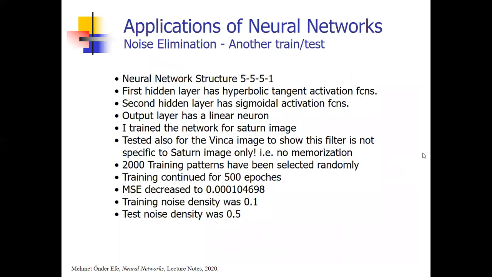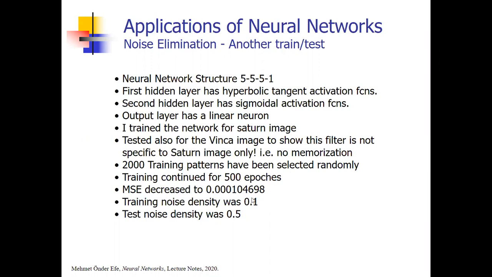Basically, depending on the noise characteristics, I mean noise variance, noise type, you may be developing different types of image filters. In another train and test, I used a 2 hidden layer neural network. The first hidden layer has hyperbolic tangent activation function, and the second hidden layer has sigmoid activation functions. Output is a linear one. Again, I trained for a Saturn image, tested for the Vinca image, with 2000 patterns. This time, training continued to 500 epochs, and the mean squared error decreased to slightly larger than 10 to the minus 4.